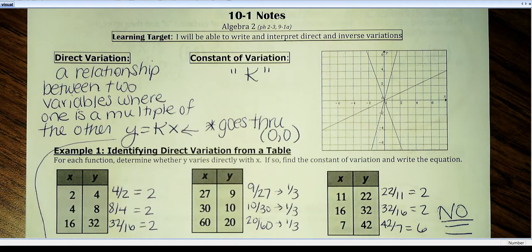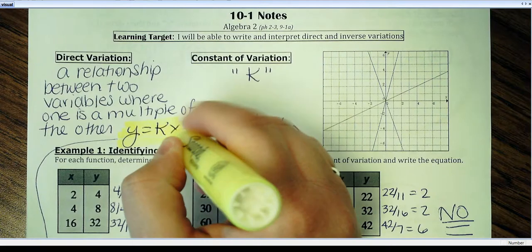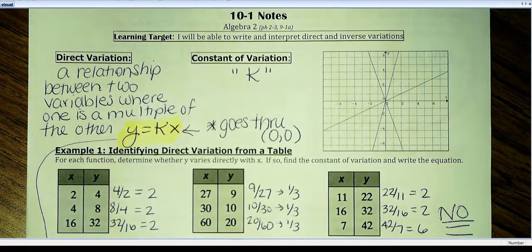So we're going to start with a direct variation, and a direct variation is a relationship between two variables where one is actually the multiple of the other. So the general form, as you're writing that definition down, is what I have right here. y equals k times x. Now k is just some number, or represents some number, so k in an actual equation would be filled in with a number, but that's called the constant of variation, and that's how the two variables are related.